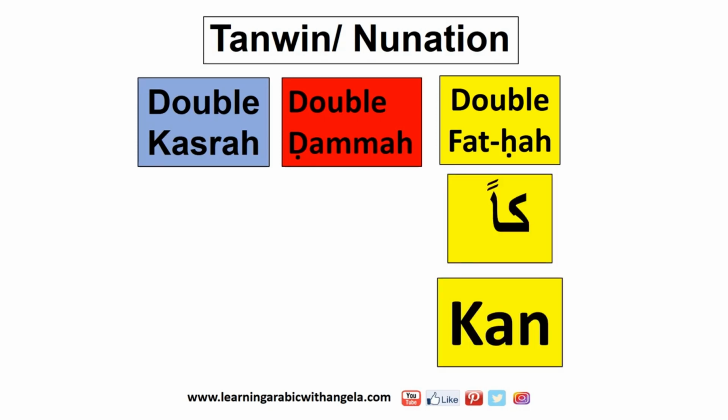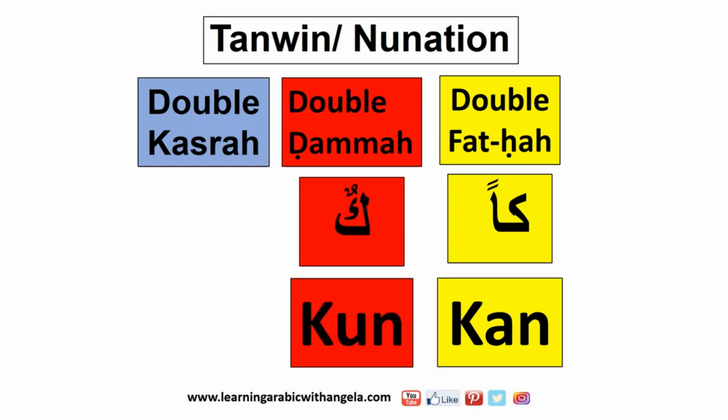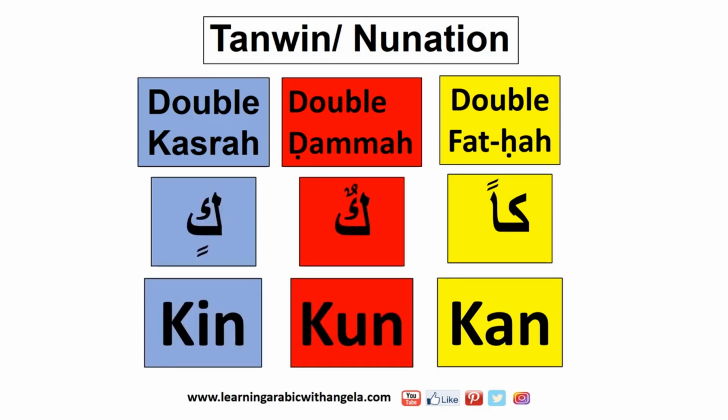An, un, in. An is used for the accusative case and also serves as an adverbial marker. Un is used for the nominative case and in is used for the genitive case.